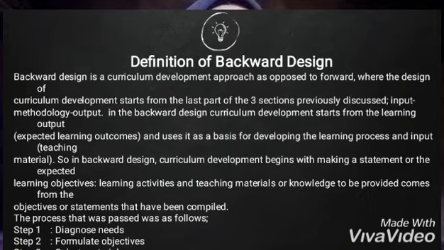So in backward design, the curriculum begins with making a statement of the expected learning objective, learning activities, and teaching material. The process is as follows. Step 1, diagnose needs. Step 2, formulate objectives. And step 3, select material.